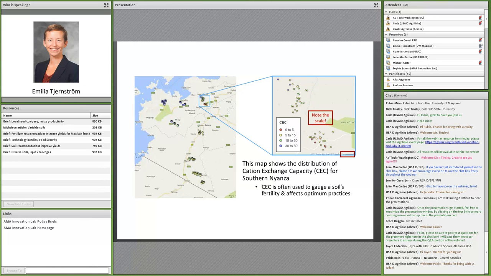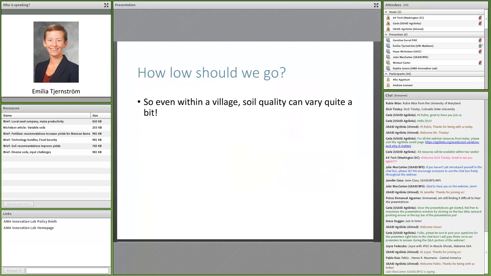If you note the scale, it might actually be difficult to see because in my presentation we have some technical difficulties, and so it's a little bit wonky, but bear with me. That bar in the lower right-hand corner in that red rectangle shows a 1 kilometer scale. So this is basically incredible variation within just a few kilometers of each other, right? Even within a village, as I said, soil quality can vary quite a bit. I'm going to show some other examples of this.